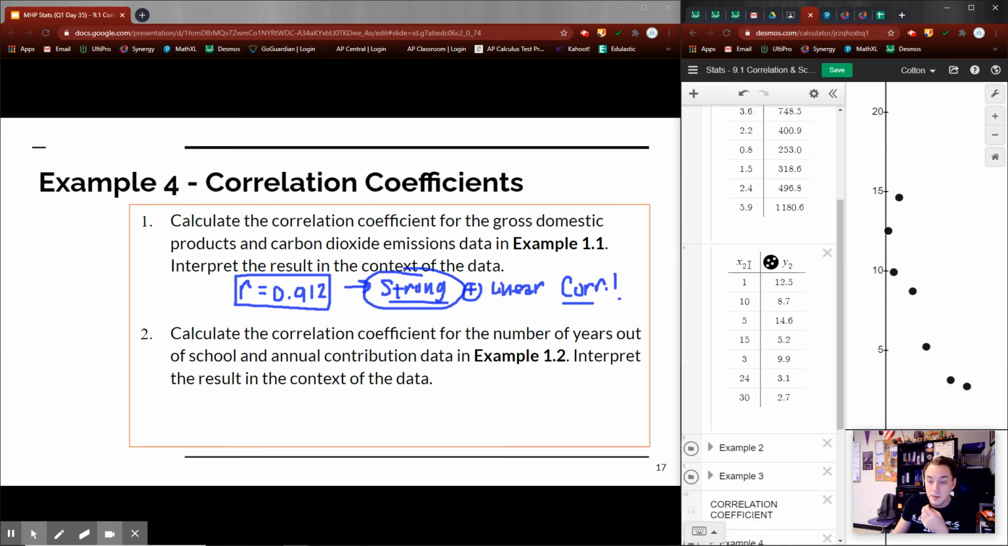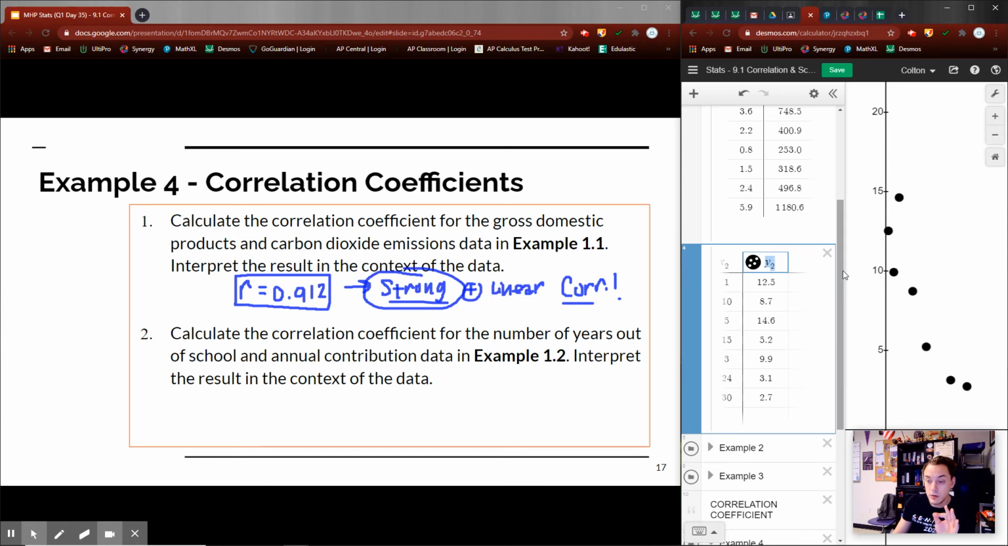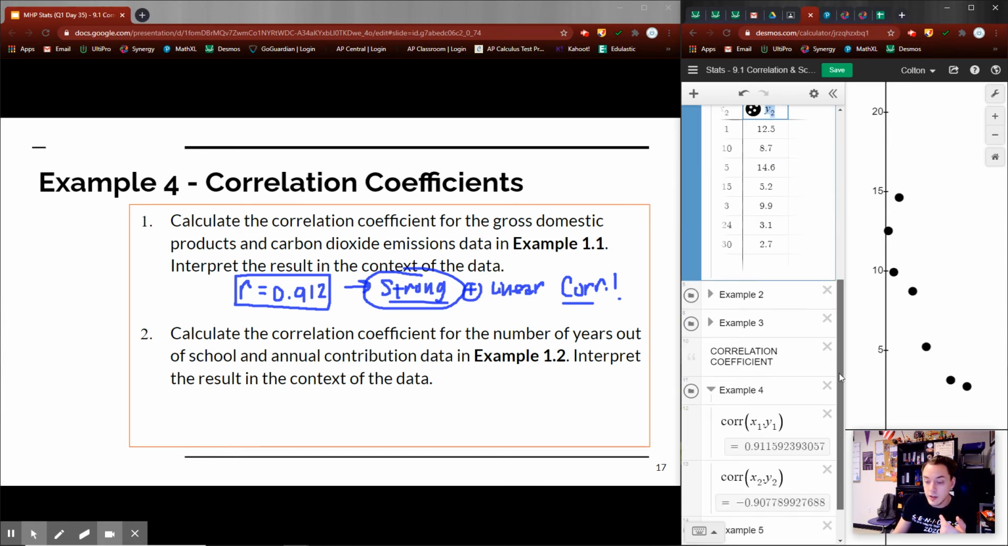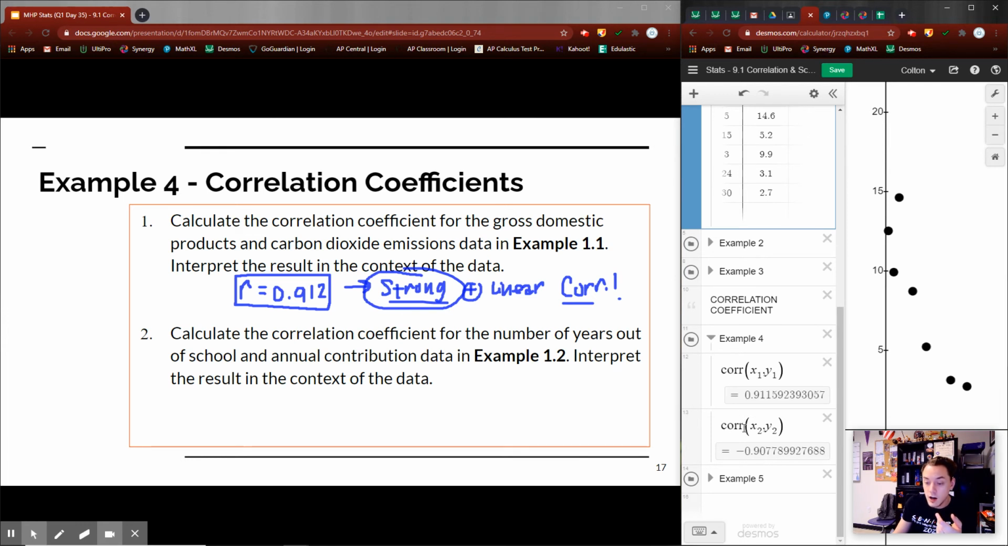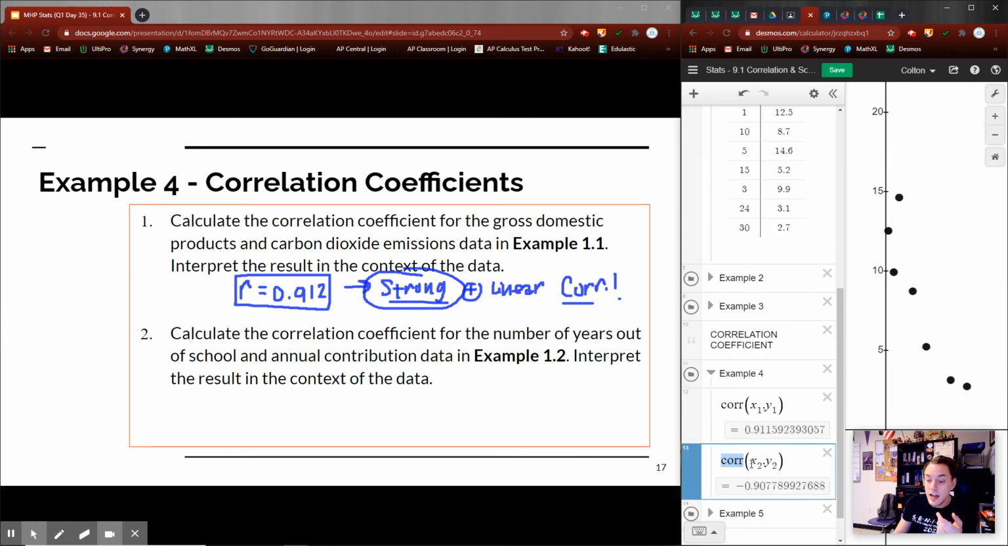Let's scroll down and now notice, this was X sub 2. See? X sub 2. I labeled it X sub 2. And this is Y sub 2. Which means you are going to type in CORR to find your correlation coefficient, and then X sub 2, comma, Y sub 2. What's your correlation? It's that.